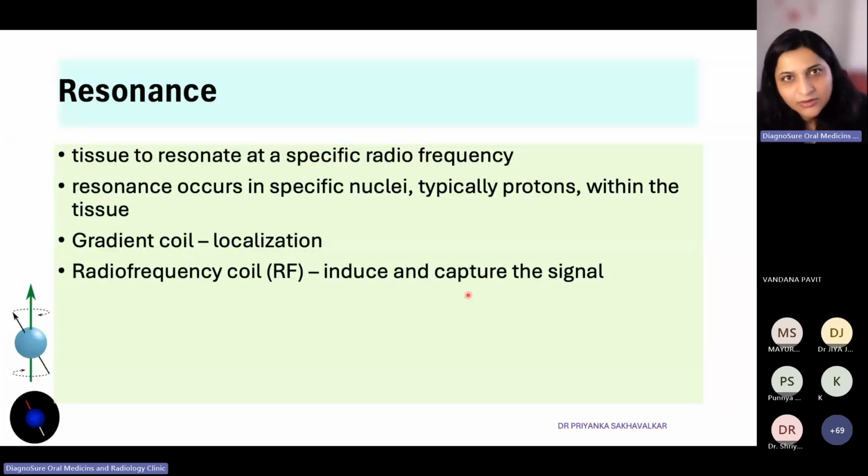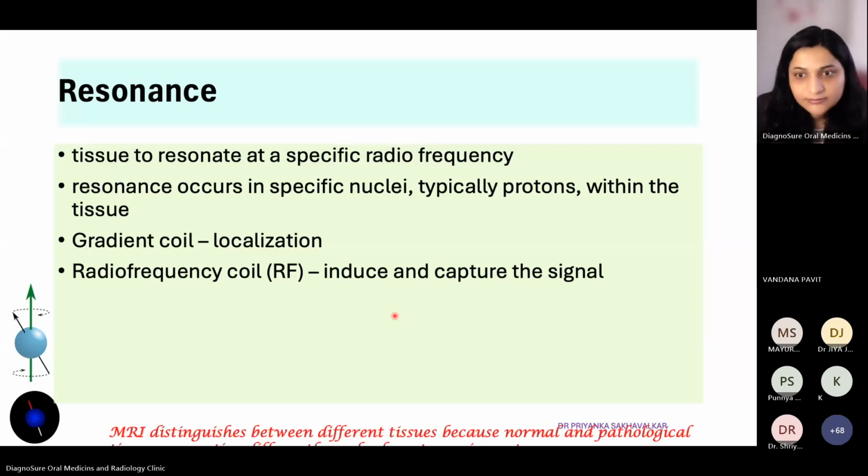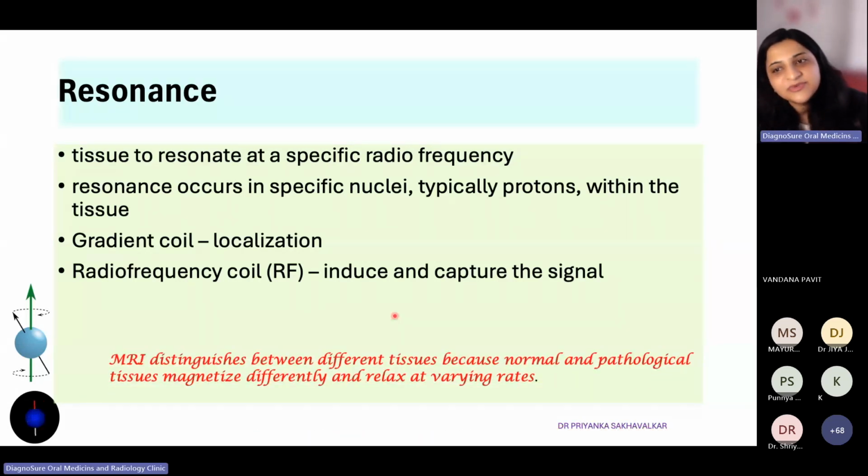The magnetic field also causes tissues to resonate at a specific radio frequency, hence the term magnetic resonance imaging. This resonance occurs in specific nuclei, typically protons, within the tissue. The gradient coil's role is essential in determining where the MRI signal is coming from, while the radio frequency coil induces resonance and captures the signal. Now, MRI distinguishes between different tissues because normal and pathological tissues magnetize differently and relax at a varying rate. This helps us to get the contrast that we want.